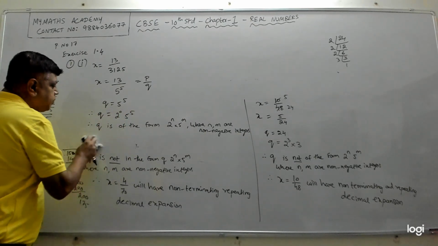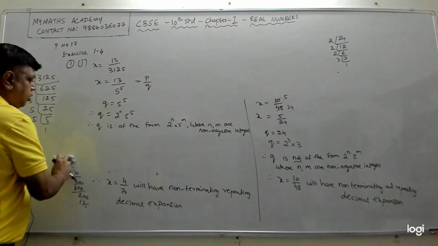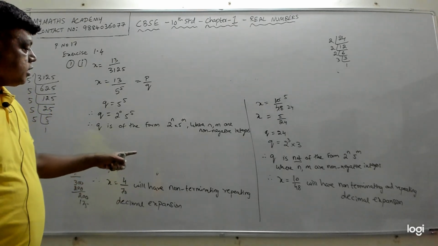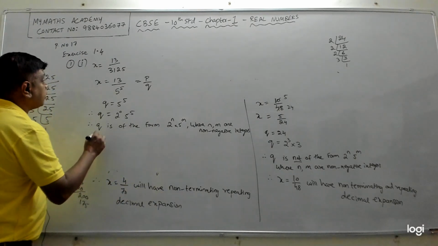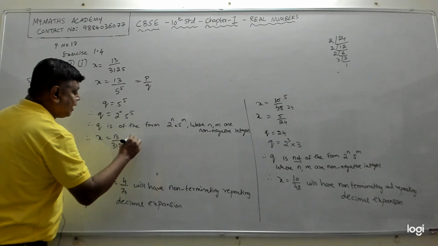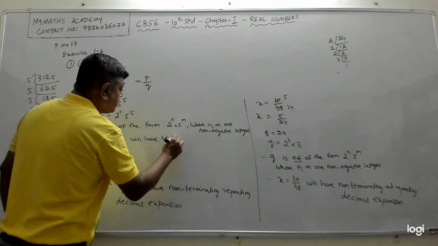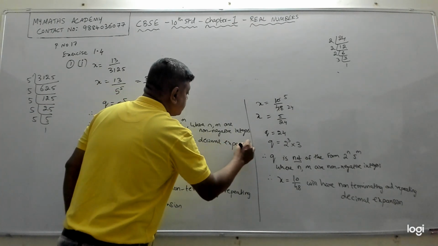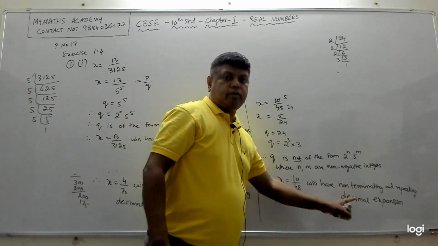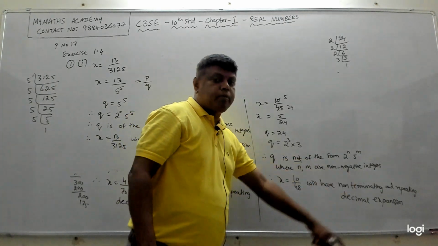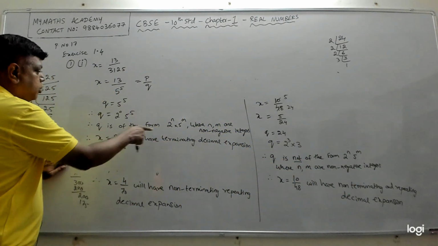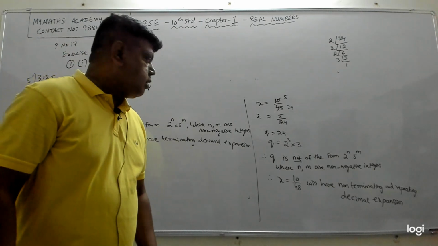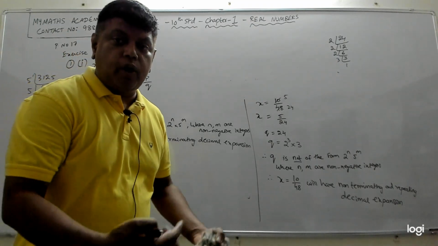And which is in the form. So therefore what we can say by theorem 1.6 in your textbook on page number 16, right? Q is in this form. Whenever Q is in this form, we can say therefore x is equal to 13 by 3125 will have a terminating decimal expansion. It is not non-terminating and repeating, because if it is not in the form, then it will be non-terminating. If it is in the form, then it will be terminating. See here Q is in this form. Q is of the form 2 power n, 5 power m. Therefore it will have a terminating decimal expansion.